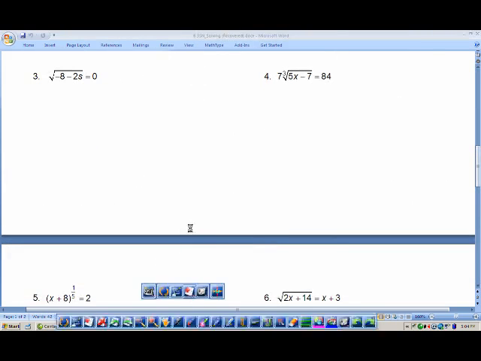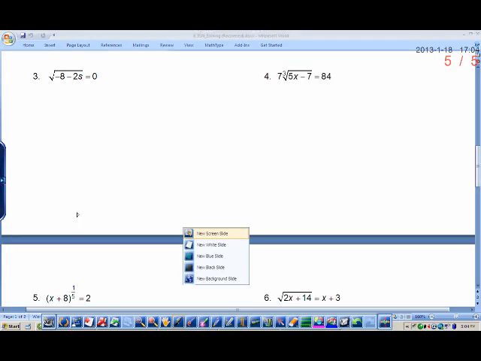All right, let's focus a little bit more on solving algebraically for now. I have the square root of negative 8 minus 2s is equal to 0. Now, I want to get rid of this radical, and in order to do that, I can square both sides. That only works once the radical is isolated, which in this case it is. So I'm going to go ahead and square both sides, and we know that 0 squared is 0. So I get negative 8 minus 2s equals 0. Negative 2s equals 8, and s equals negative 4.